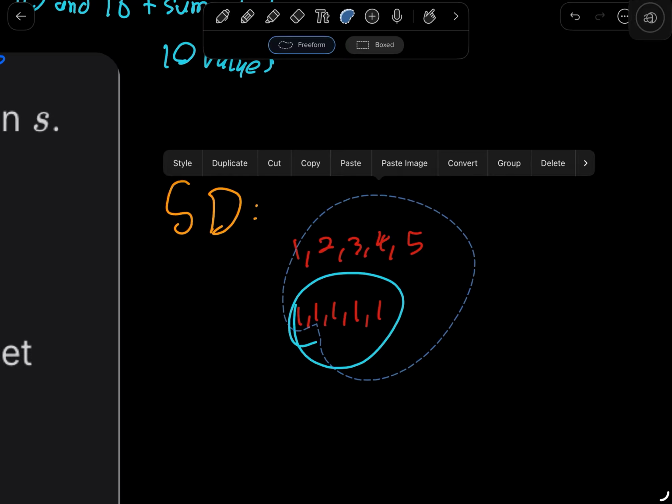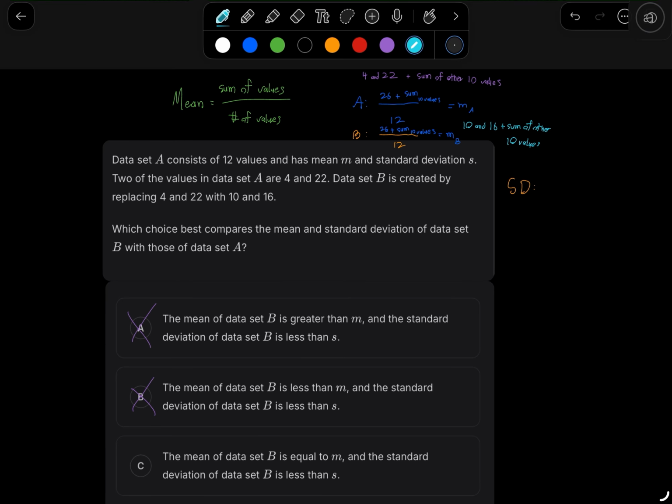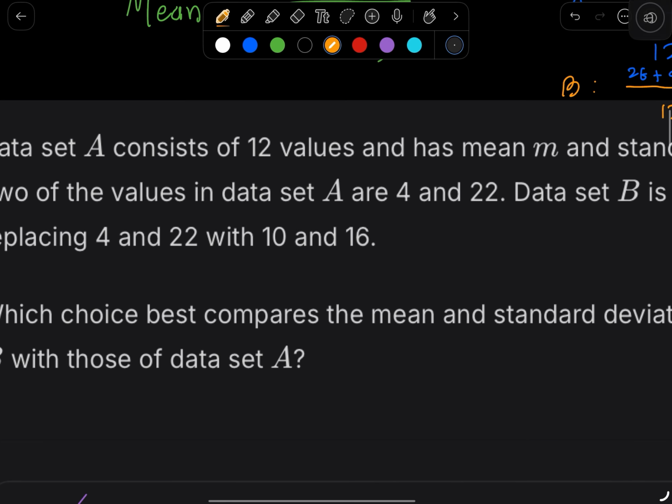So how can you apply that logic to this problem? Well, again, you know the mean is the same. Look at what's changing. The 4 and 22 are being replaced with 10 and 16. Now, the key thing to realize is that standard deviation has to do with how spread apart the data is. 4 and 22 are further away from the middle ground compared to 10 and 16.